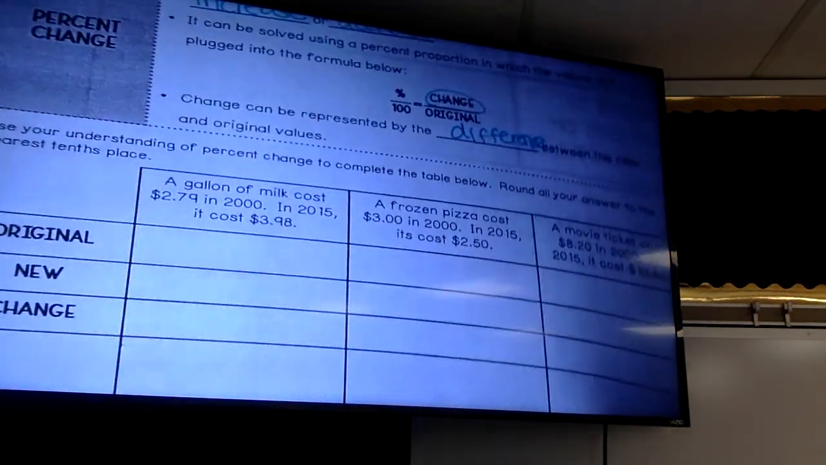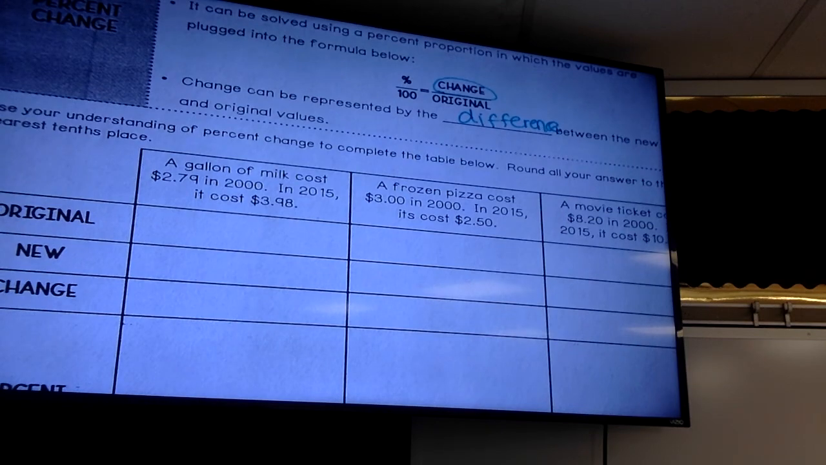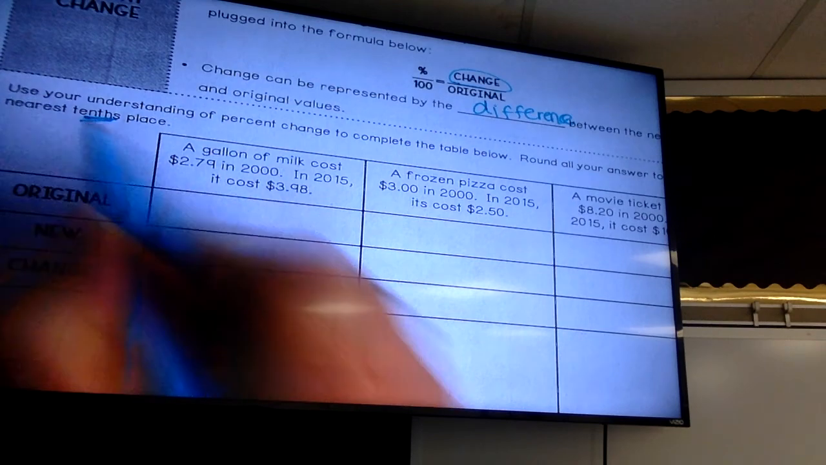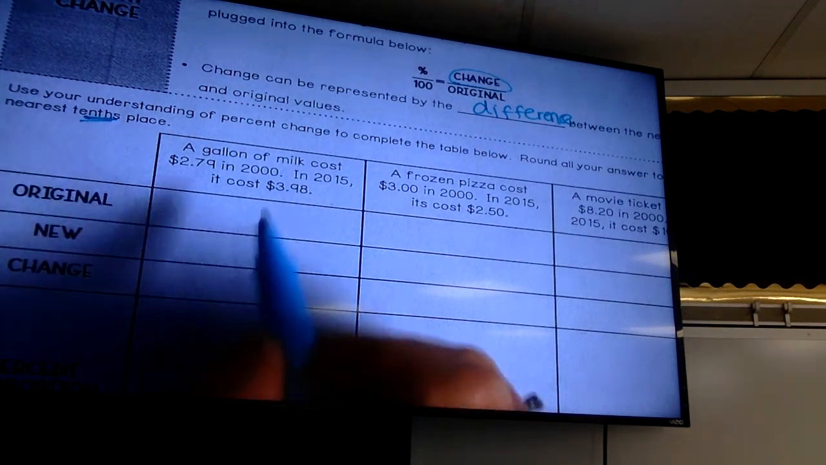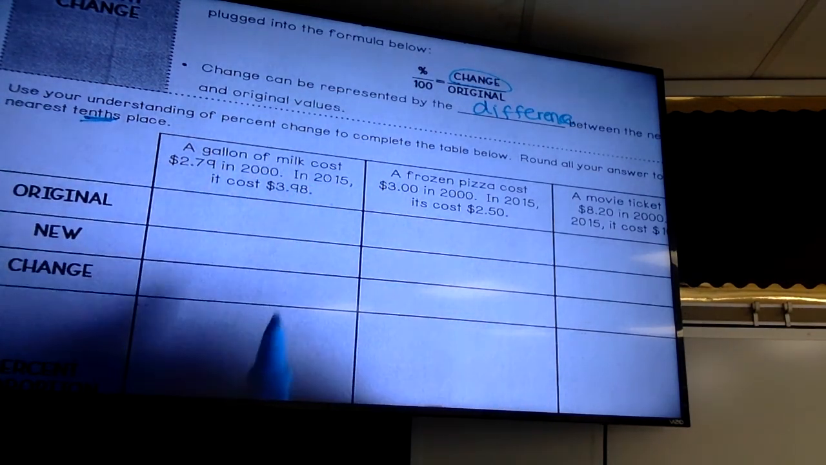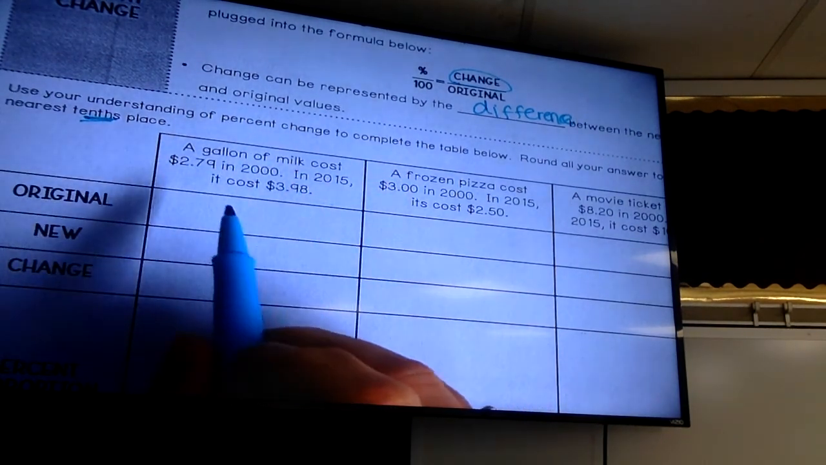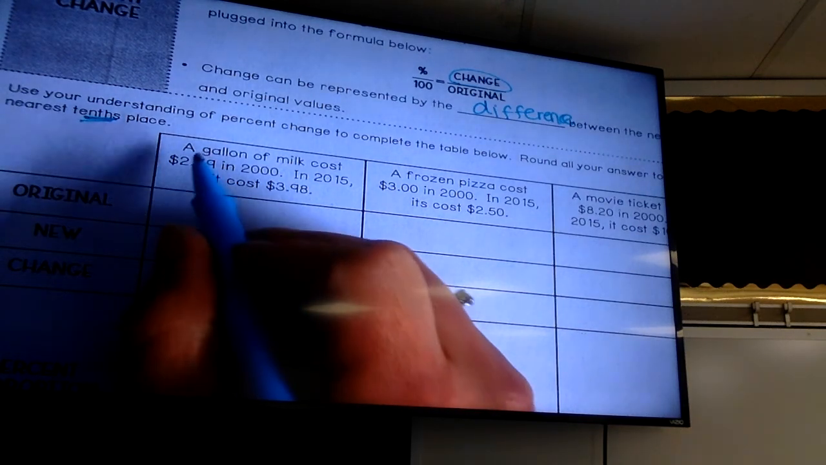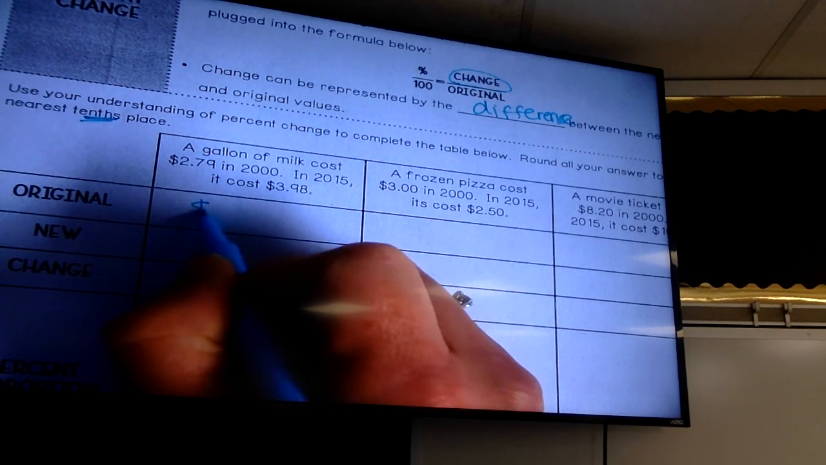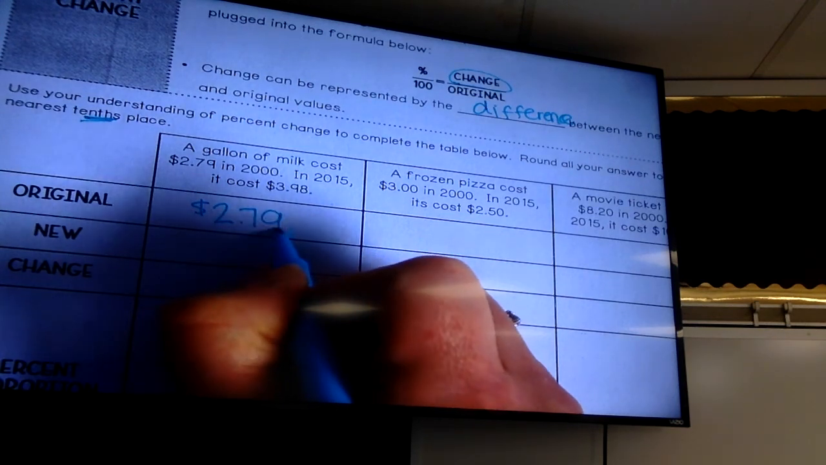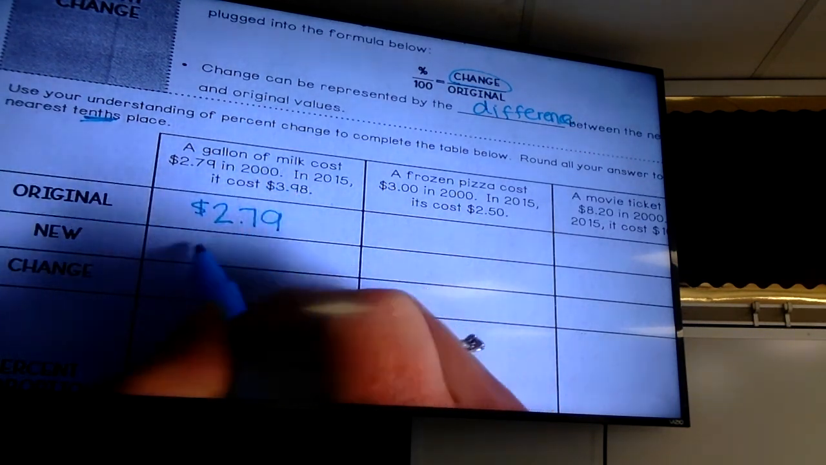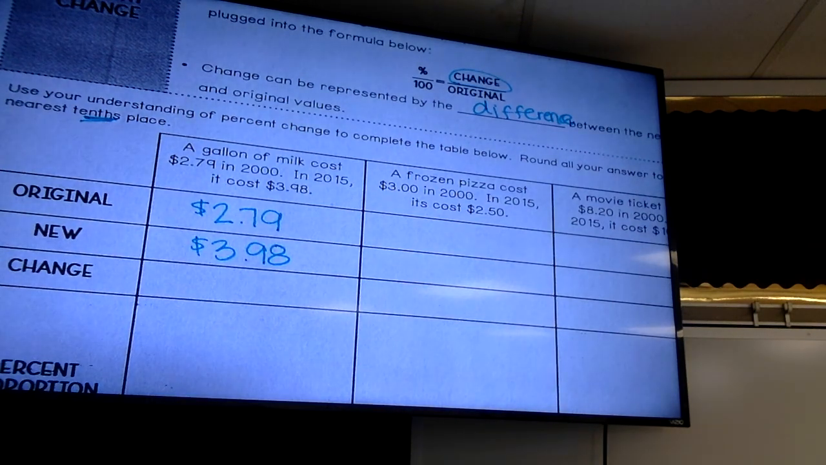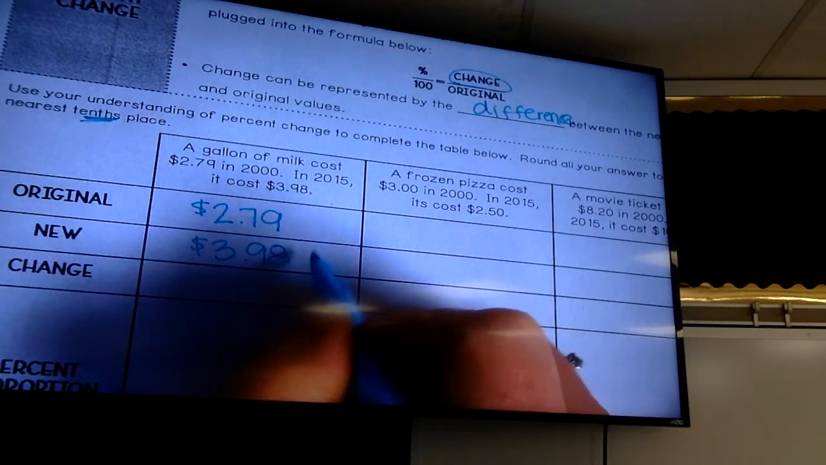So let's look. It says, use your understanding of percent change to complete the table below. Round your answer to the nearest tenths place. So a gallon of milk cost $2.79 in 2000. In 2015, it cost $3.98. So the original price, the old price, was $2.79. The new price is $3.98. We first need to figure out the change.